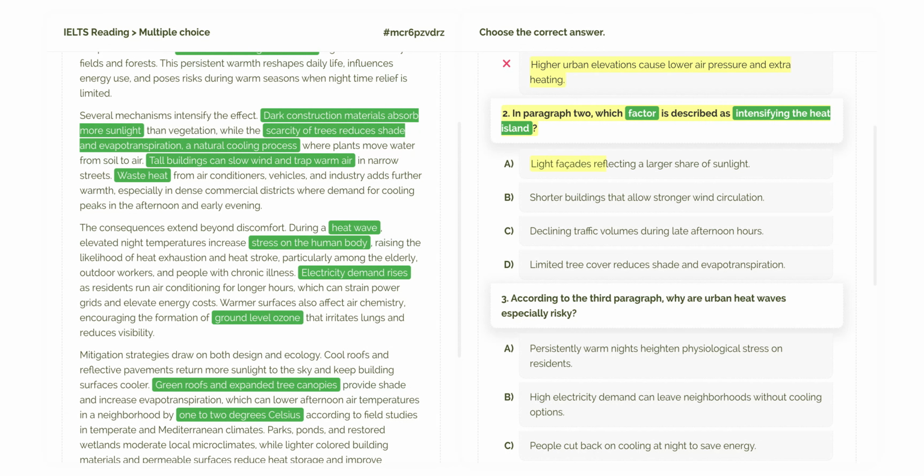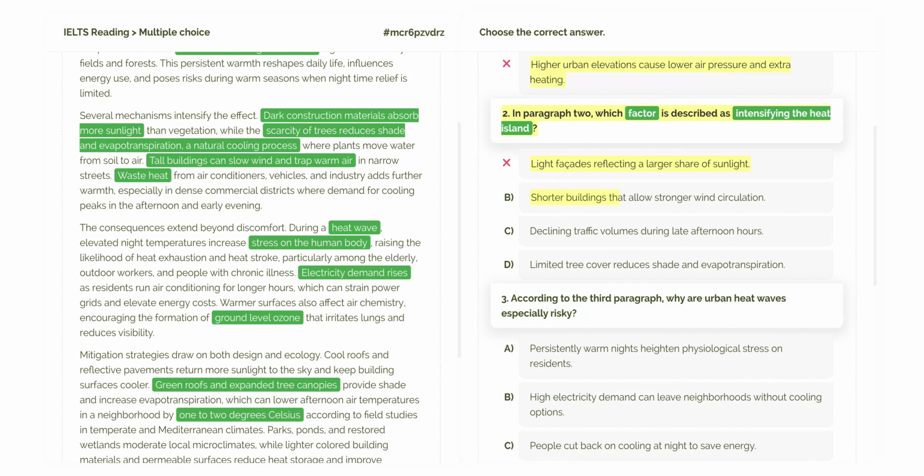Light facades reflecting a larger share of sunlight. Let's check paragraph 2. The text says, dark construction materials absorb more sunlight. This means dark materials make the city hotter. Light facades would do the opposite. They would reflect sunlight and have a cooling effect. This option states the opposite of what the passage implies. This option is incorrect.